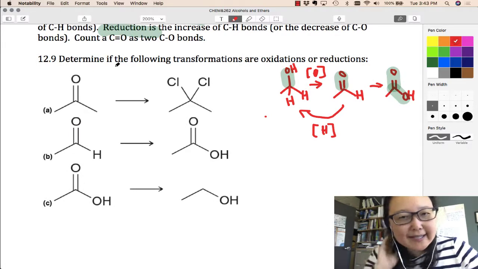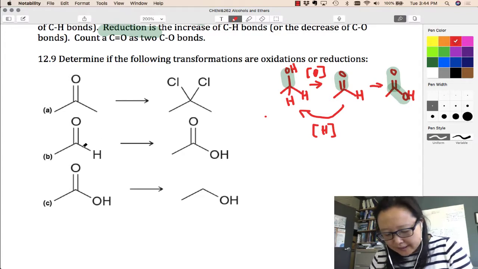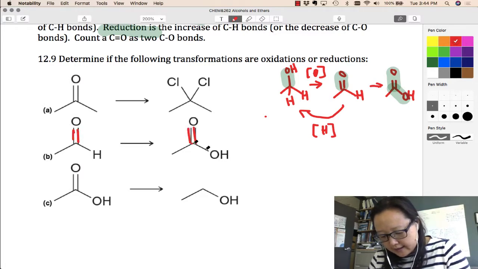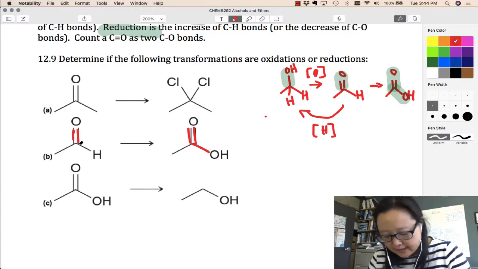All right, so let's take a look at these examples. Of course the first one's actually a little bit difficult, so let's skip it for now. We'll come back to it. For B, it's quite simple. You see CO bonds here, and here are three CO bonds. So we've increased our CO bonds. We've also decreased the number of CH bonds. So for both reasons, this is oxidation.